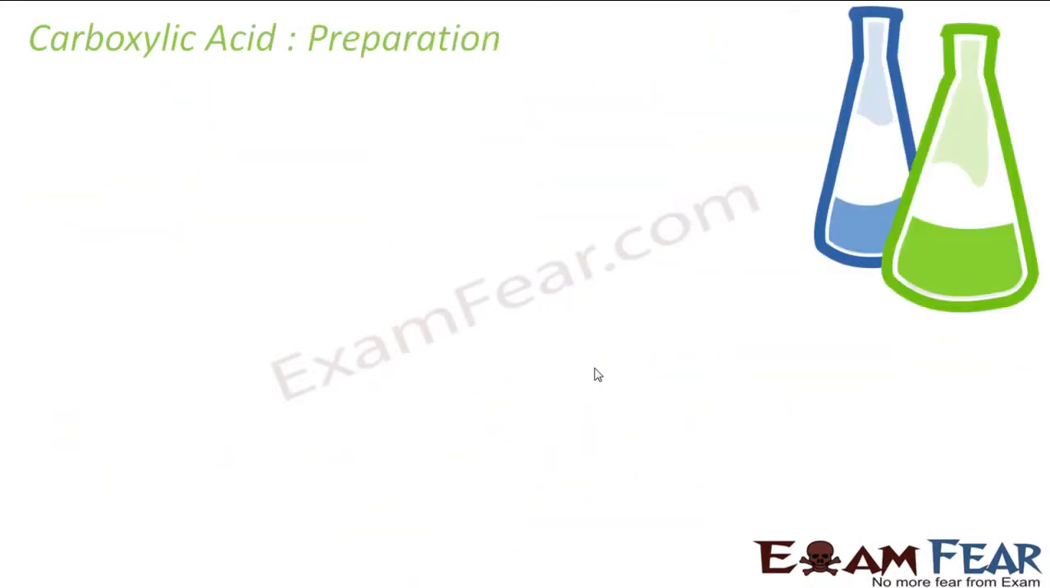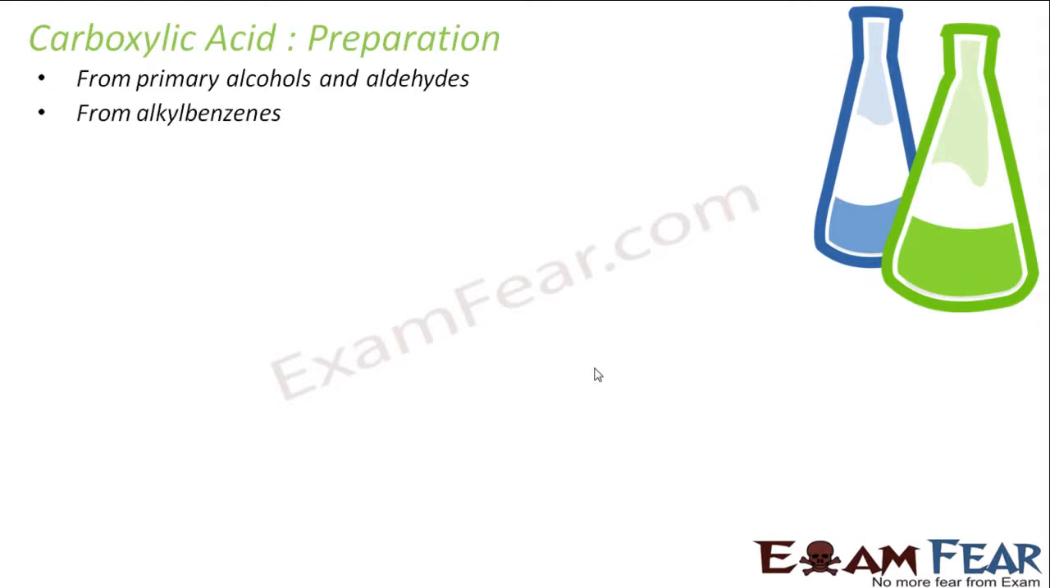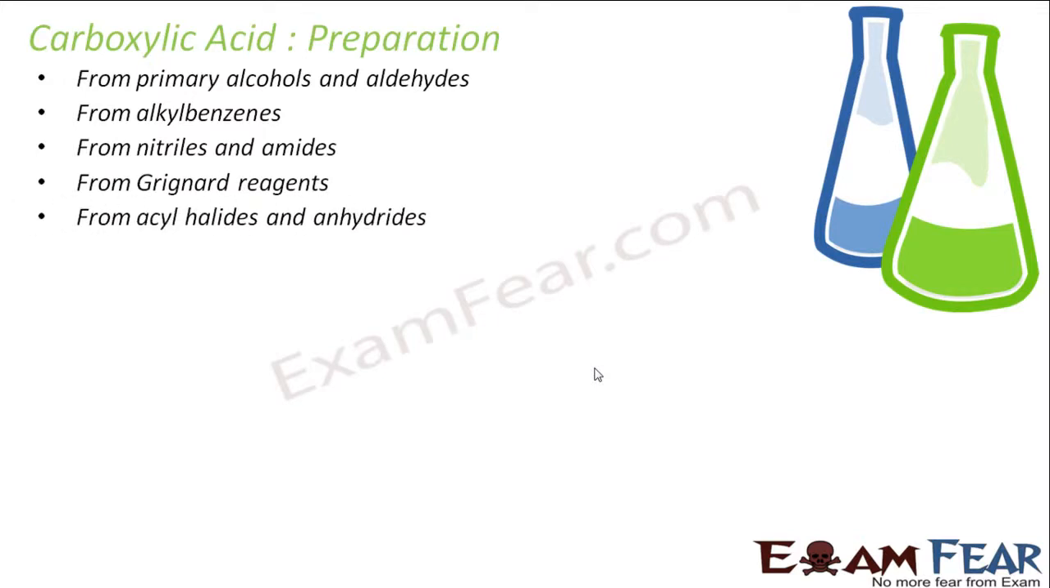So now let's start with the preparation methods for carboxylic acid. We'll prepare the carboxylic acid from primary alcohols and aldehydes. We'll also prepare it from alkyl benzenes. We'll prepare from nitriles and amides. We'll prepare it from Grignard reagents. We'll prepare it from acyl halides and anhydrides. We'll prepare from esters. And we'll also prepare from oxidation of hydrocarbons. So we'll use all these methods to prepare carboxylic acid.